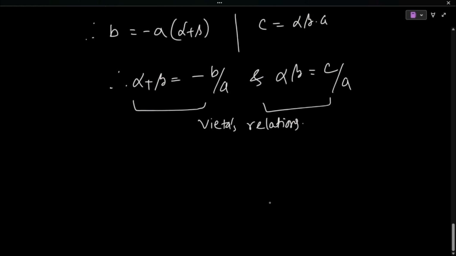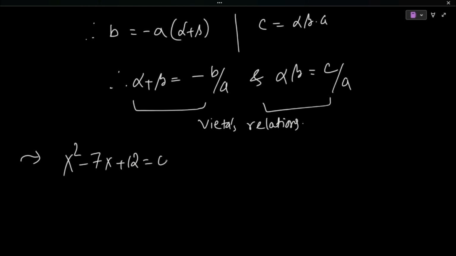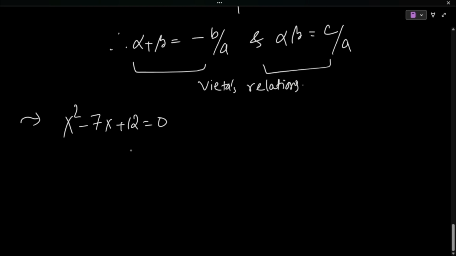Now, an example. So, how do you actually solve this kind of questions? Why are these useful? Let's take an example: x square minus 7x plus 12 equals 0. Let's say we were going to solve this equation. Obviously, you can solve it using Sridhar-Acharya. You can solve it using middle term factorization. But what else can you think of? What are the roots here?